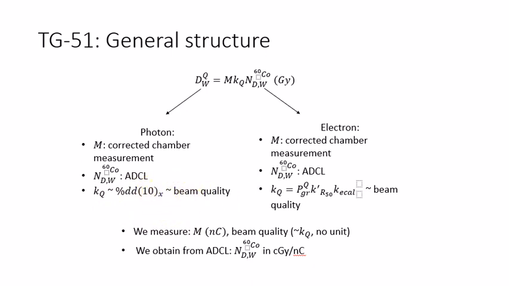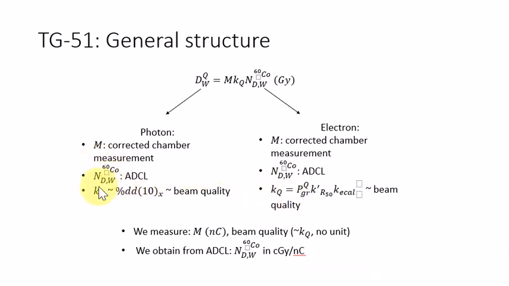KQ for an electron beam is slightly more complicated than for a photon beam. It can be further broken down into three factors: the P gradient, the KR50 prime, and the K ecal. Each factor comes from the water tank TG51 measurement and also requires some calculations from the TG51 report. I will discuss KQ and its subfactors more in the next video lectures. One should notice that the KQ factor has no unit.